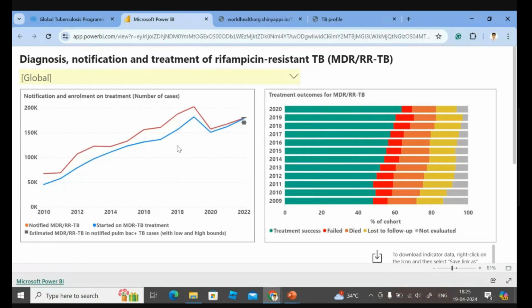It uses Power BI. Power BI is a software, it's an app. Now, this is the diagnosis, notification, and treatment of rifampicin resistant TB. So you have data from 2009 to 2020, and you have the treatment success. Treatment success is going up, and failed cases are also reducing. In 2020, the number of failed cases is less. People who died are also reducing, and loss to follow up is okay, and not evaluated.